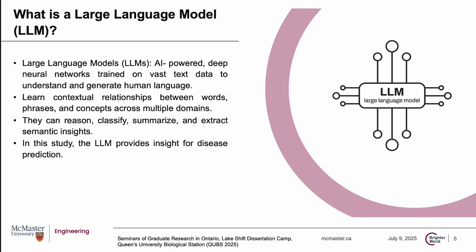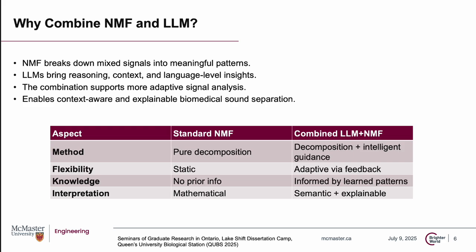Now, what is a large language model, or LLM? An LLM is typically an AI-powered deep neural network trained on big text data to understand and generate human language, and it can learn contextual relationships between words, phrases, and concepts. The good thing about LLMs is that they can reason, classify, and extract semantic insights. In this study, we are using an LLM to provide insight for disease prediction based on the sounds that we separated from our mixture. So why did we combine NMF and LLM?